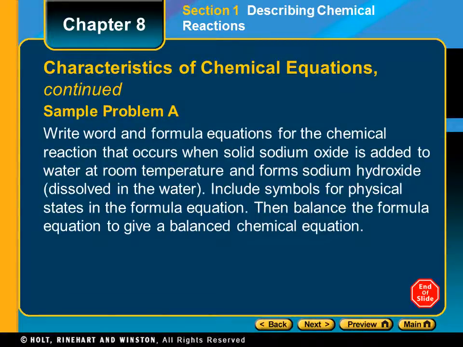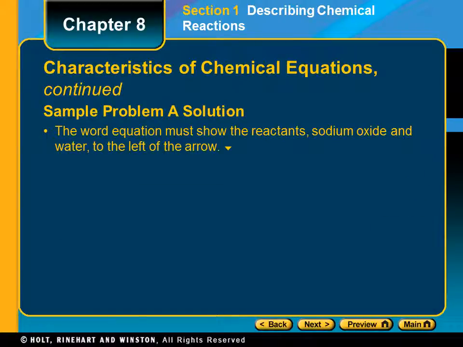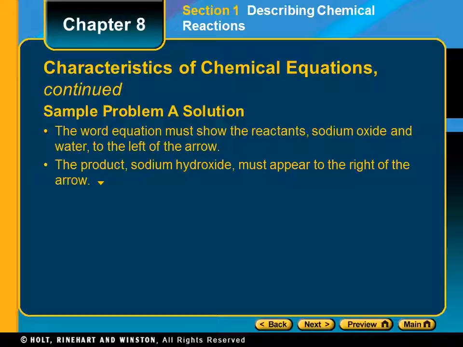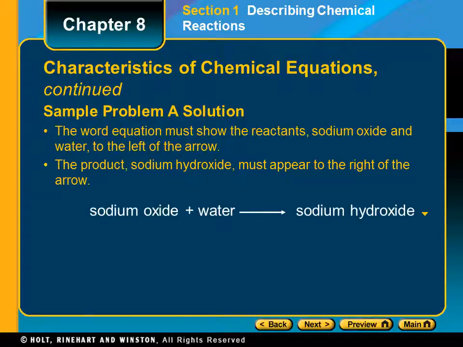Now what a sample problem would look like: write word and formula equations for the chemical reaction that occurs when solid sodium oxide is added to water at room temperature and forms sodium hydroxide, which is dissolved in water. Include symbols for physical states in the formula equation. Then balance the formula equation to give a balanced chemical equation. So the word equation must show the reactants, sodium oxide and water, to the left of the arrow. The product, sodium hydroxide, must appear to the right of the arrow. So there's your word equation. Sodium oxide plus water yields sodium hydroxide.